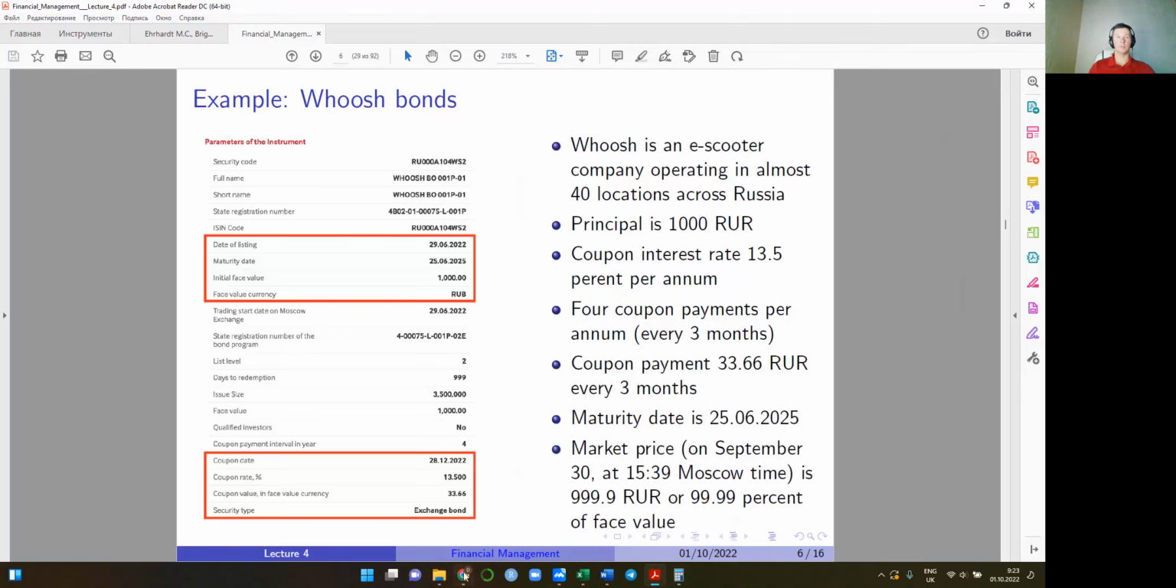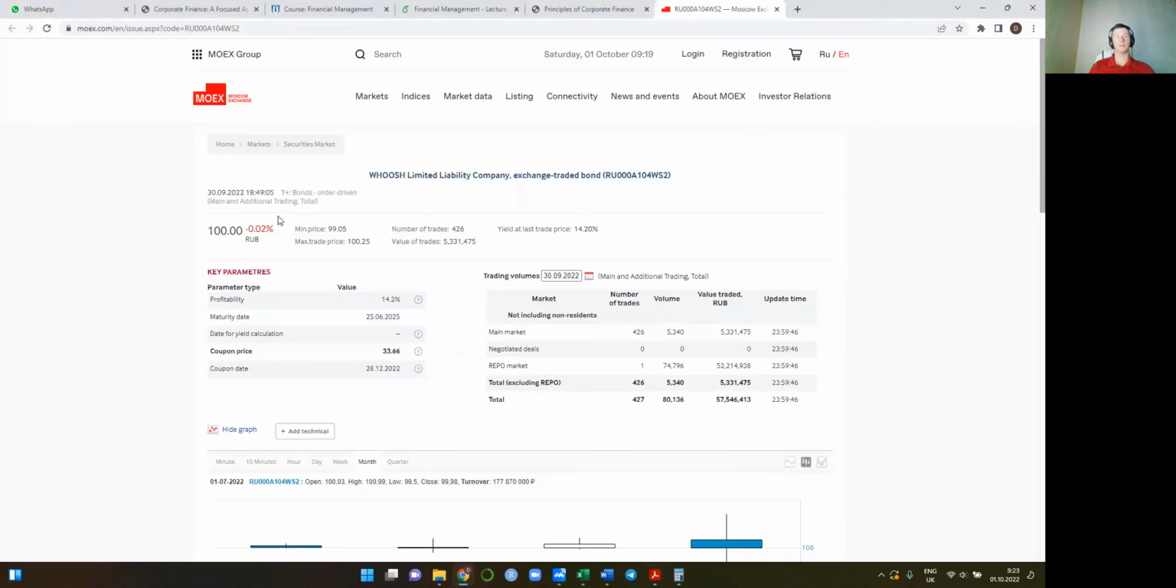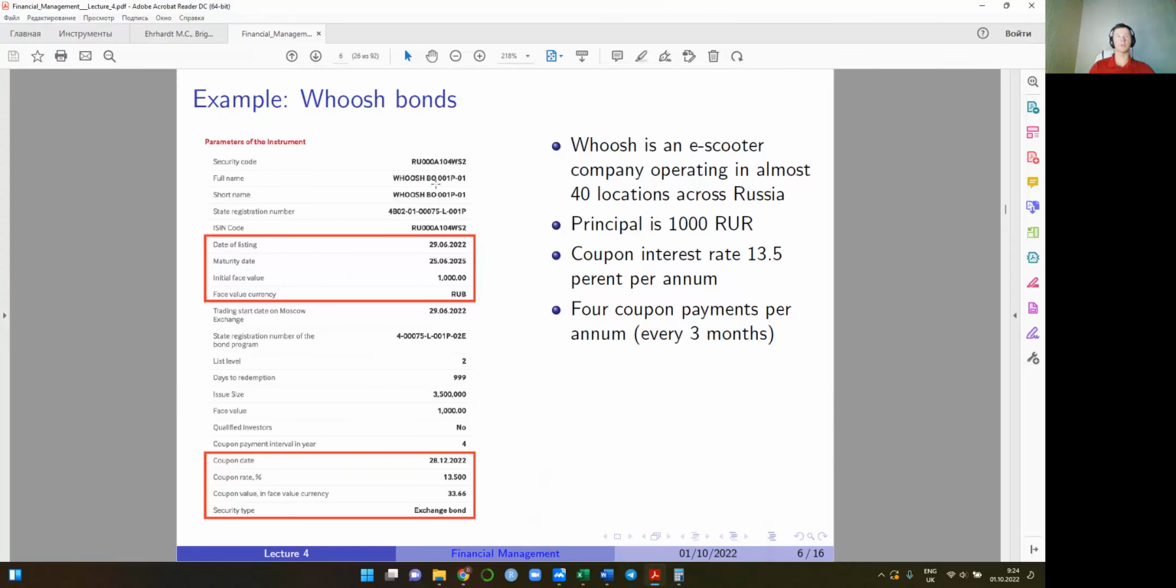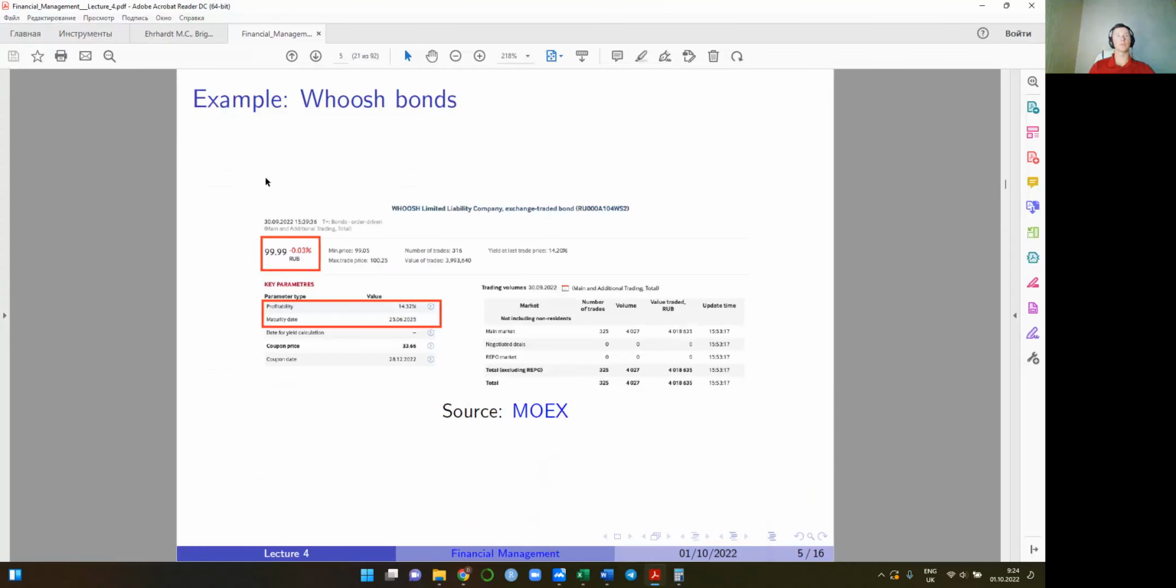So this is the last information for yesterday. How many hours have passed? It was taken at 15:39, and this data is for 18:49. So 3 hours passed, and you see that the price came back to 100% of a principal. So the price has changed. The market price has changed.